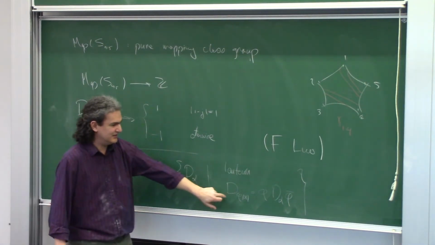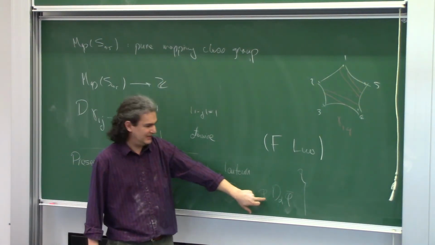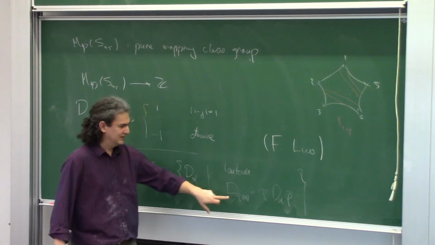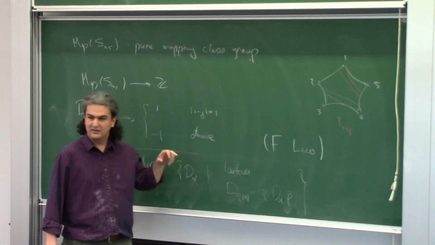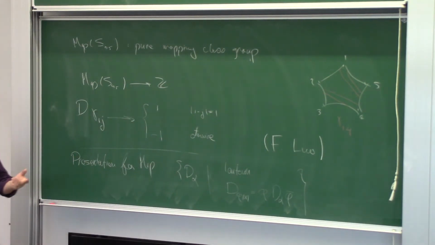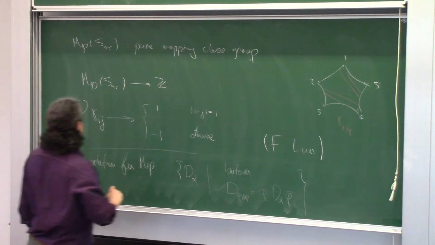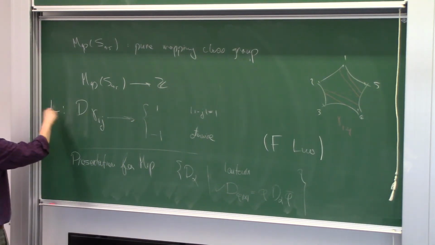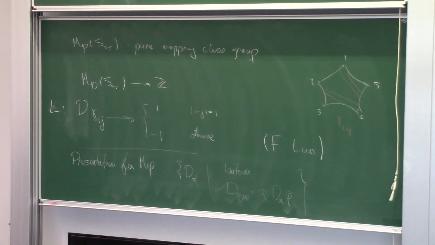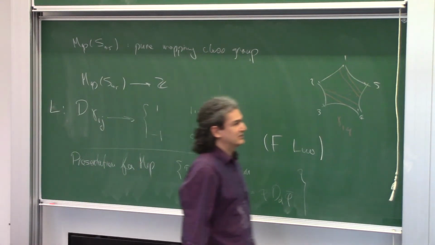This one is clear because whatever value this function has, this has the inverse of it. And if I move alpha by homeomorphism, its type doesn't change. It still separates the same 2 from the same 3. So this is easy. Maybe I should call this L. So I really have to just check the lantern relation.